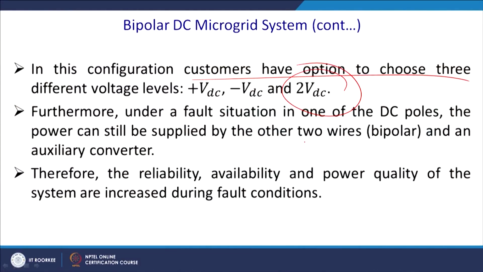And furthermore, under a fault situation one of the poles of the DC may go out and you continue to feed with the other pole. The power can still be supplied with the other 2 wires and an auxiliary converter. So, we may require to change something. Therefore, reliability, availability and the power quality of the systems are increased during the fault condition. It is also better for handling the case where the power of the converter is more.